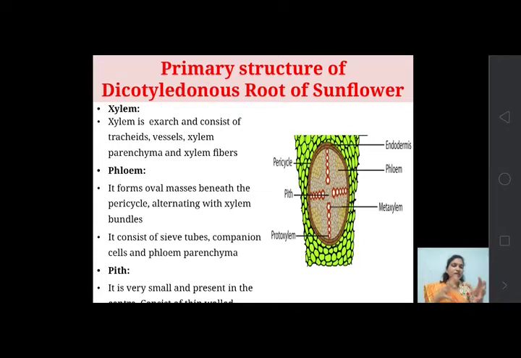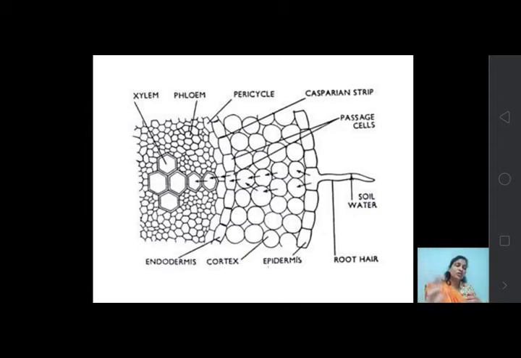Now the pith region is the center part of any primary structure of the plant body. The pith is ground tissue made up of thin walled parenchymatous cells only. In young or primary structure the pith is present, but as secondary growth takes place, the pith degenerates or is absent. So this is all about the primary structure of the plant body.